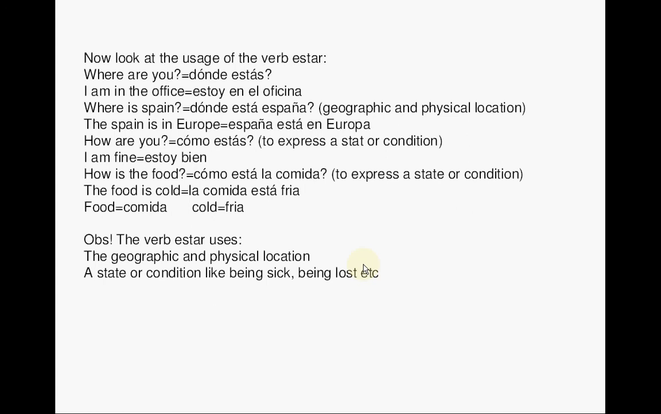How are you? ¿Cómo estás? I am fine. Estoy bien. How is the food? ¿Cómo está la comida? To express a state or condition. The food is cold. La comida está fría. Food is comida. Cold is fría. The verb estar is used for geographical and physical location, and a state or condition like being sick, being lost, etc.